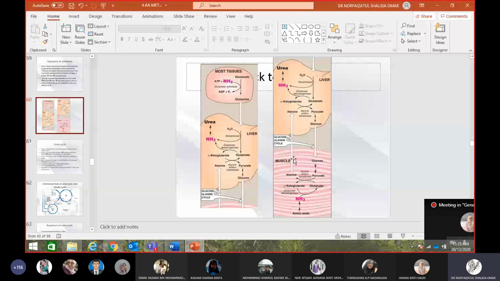Doctor, can you please repeat, because your mic was tripping just now. Okay, which one, the muscle or the other tissues? The one where you try to summarize both. Summarize.